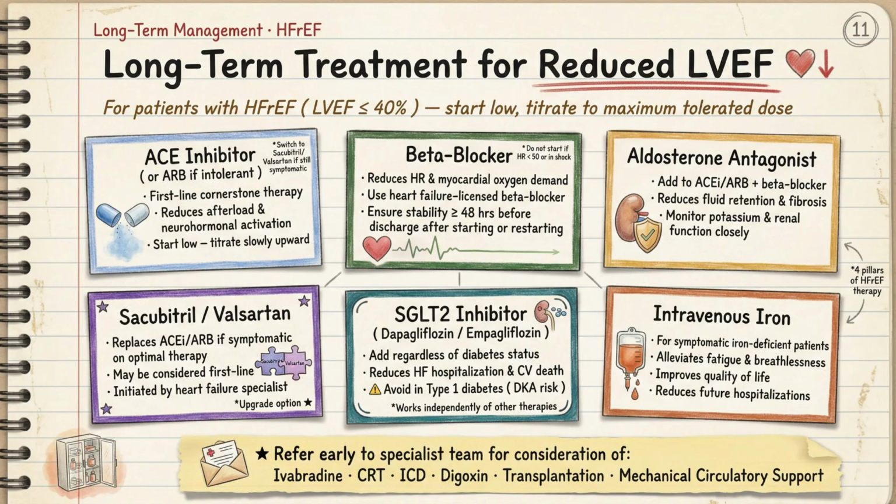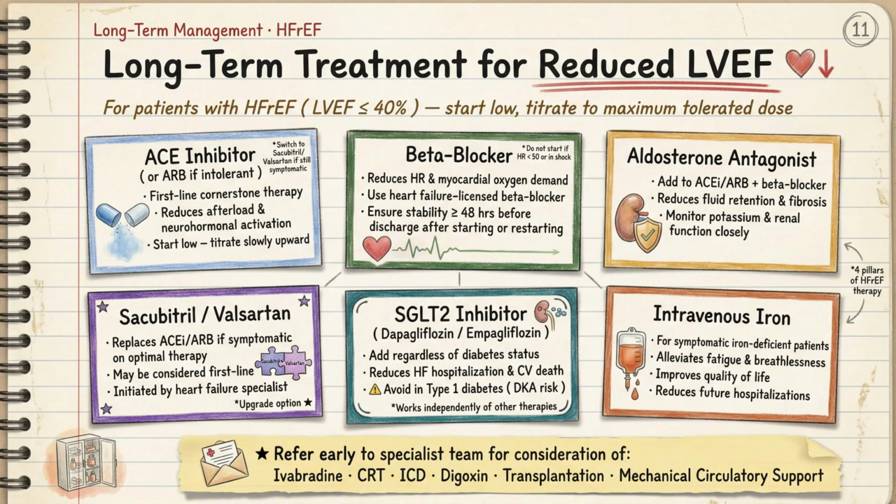Pillar 4. SGLT2 inhibitor, dapagliflozin or empagliflozin. Add regardless of diabetes status. Reduces heart failure hospitalization and cardiovascular death. Avoid in type 1 diabetes due to DKA risk. Sacubitril valsartan replaces ACI or ARB when still symptomatic on optimal therapy. May be considered first-line by a heart failure specialist.